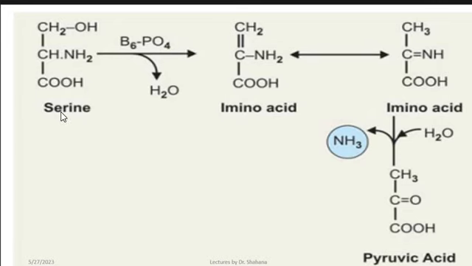In the next example, you can see in serine, in the presence of vitamin B6, amino acid will be formed. This amino acid will create ammonia and pyruvic acid will be formed.